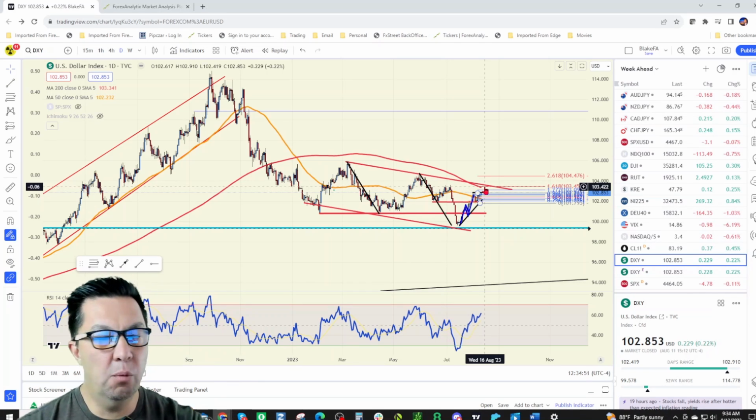One of the things, and we'll go through the calendar of all the events that are happening this week. And like I said, you may think it's going to be a light summer week, but there's a lot of events that can move the market.